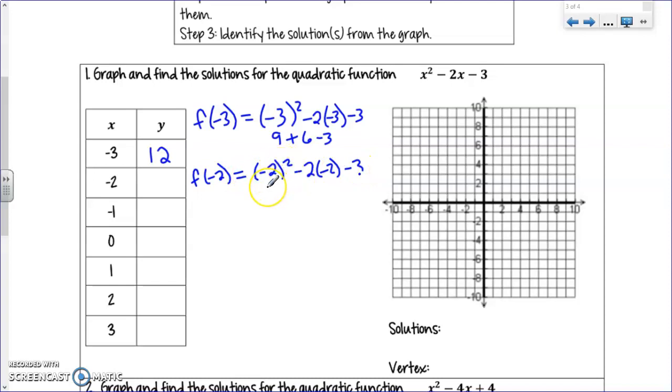-2 squared is -2 times -2, 4, and then minus 3. 4 plus 4 is? Minus 3, 5. Everybody good? All right, so I want you to keep doing and finish up this part here.